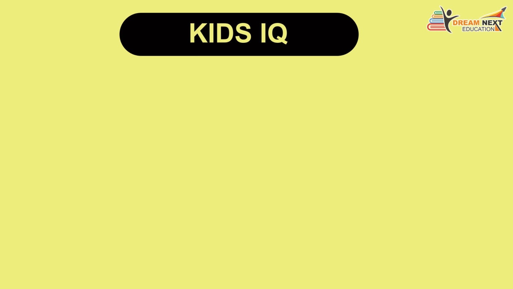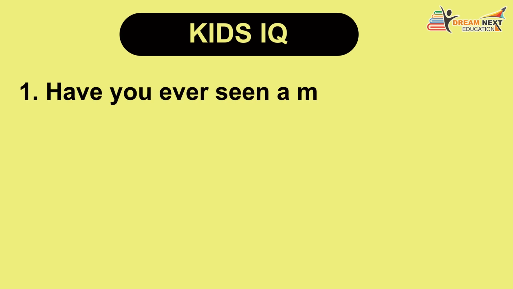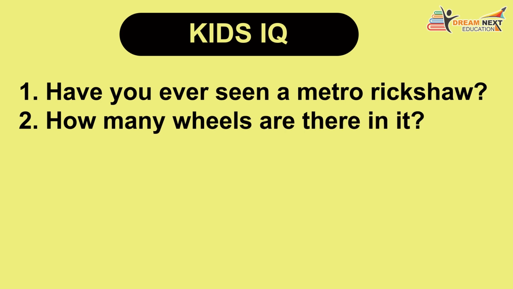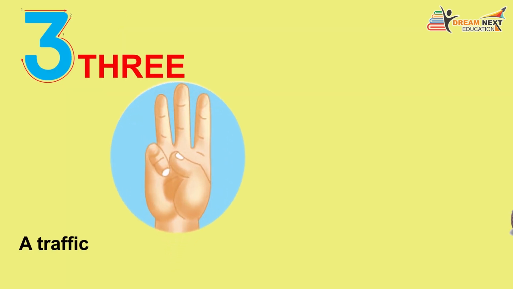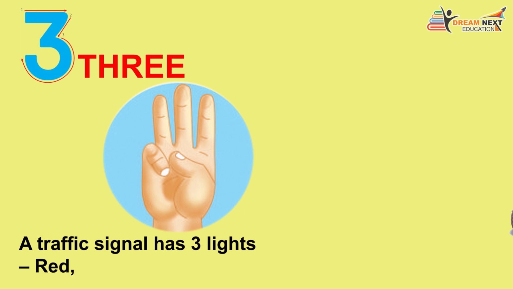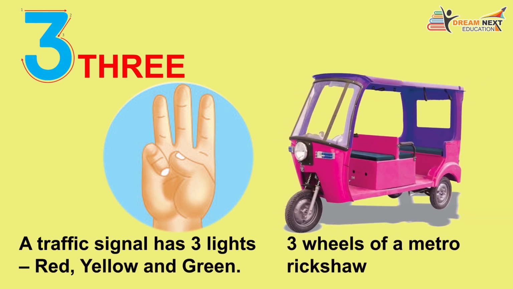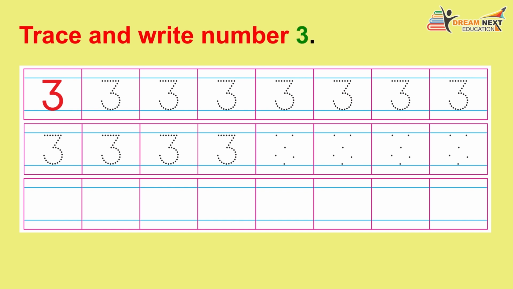Kids IQ. 1. Have you ever seen a metro rickshaw? 2. How many wheels are there in it? 3. A traffic signal has 3 lights, red, yellow and green. 3 wheels of a metro rickshaw. Trace and write the number 3.